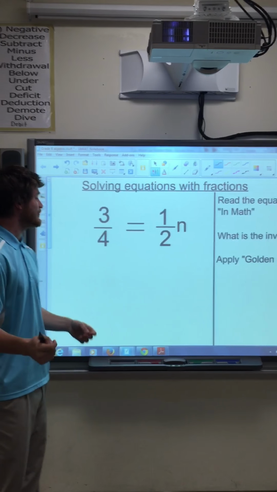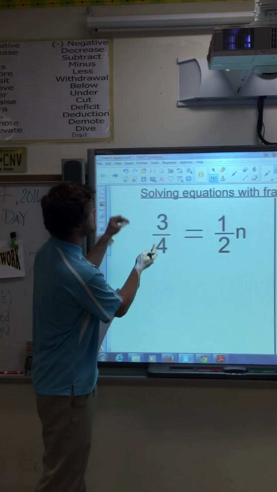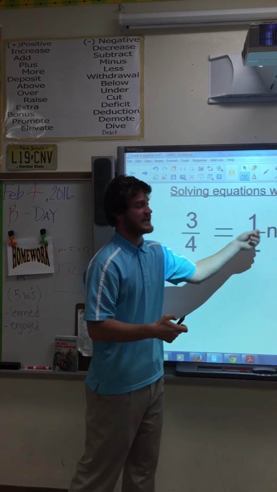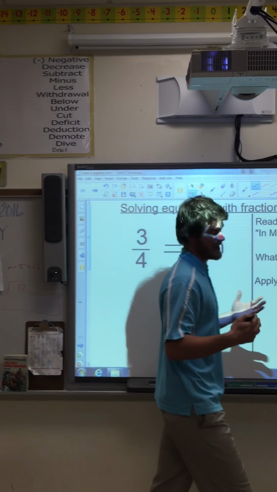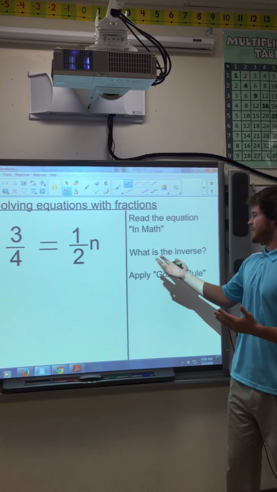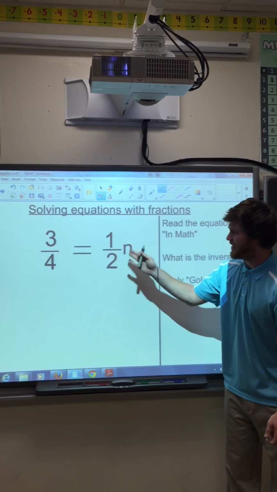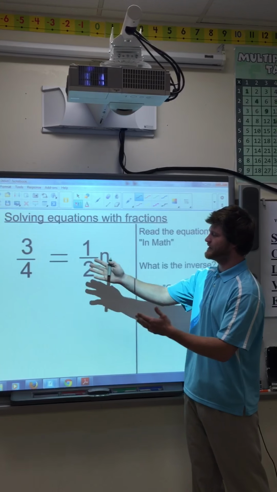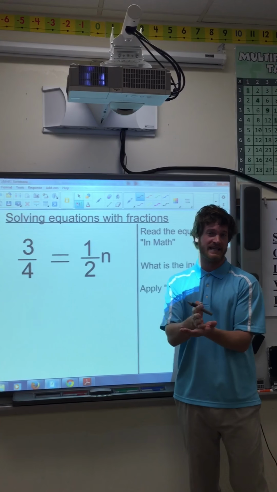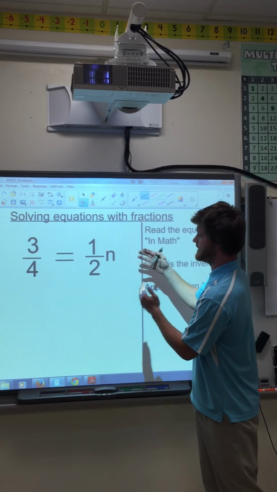Equation in math. So when I read this in math, I'm going to start with 3/4 is the same as 1/2 times n. So I know that these both have to equal or be the same as 3/4. So what is the inverse? Well, I'm looking at 1/2 n. And we know that when we see a number next to a variable, the coefficient next to a variable, this is a multiplication problem. So this is 1/2 times n.